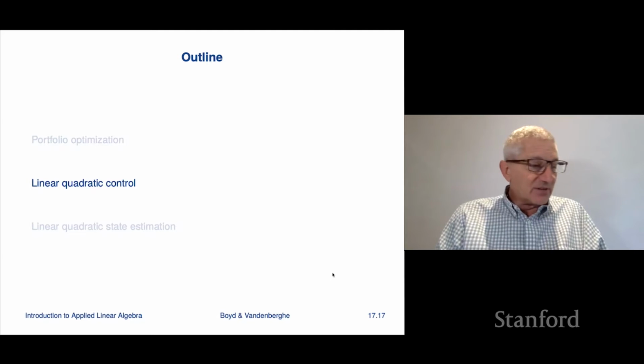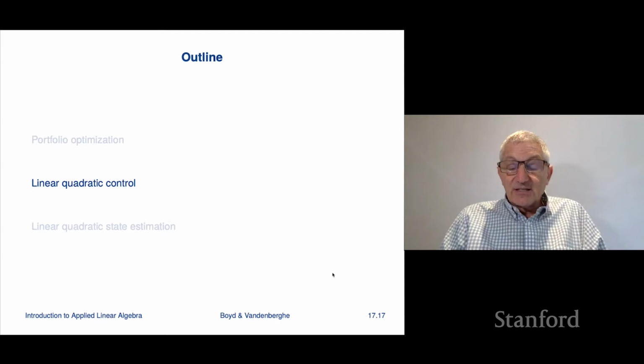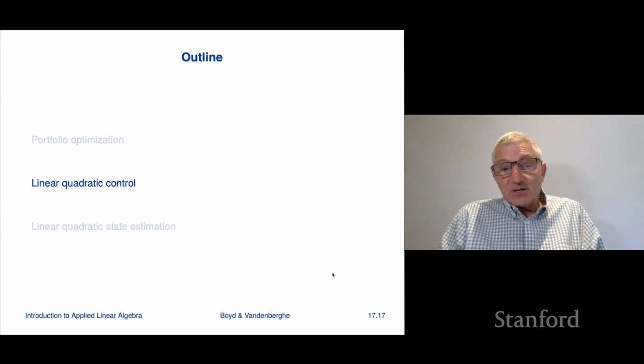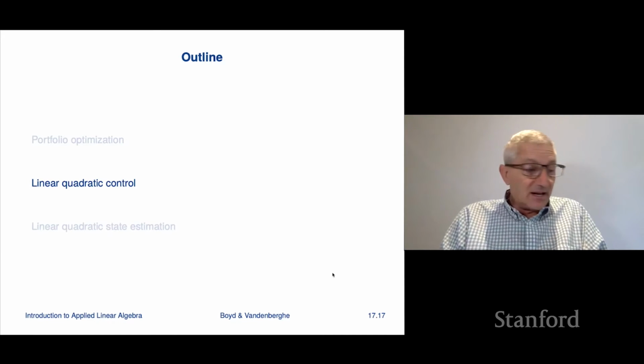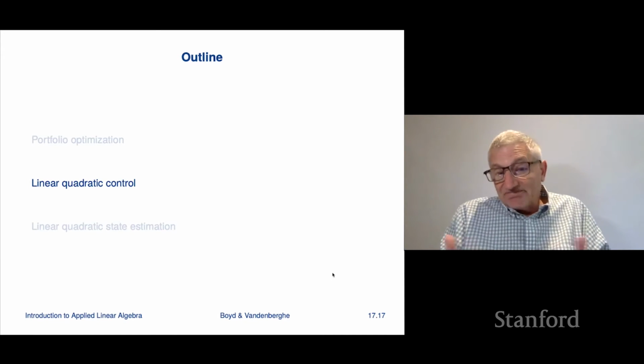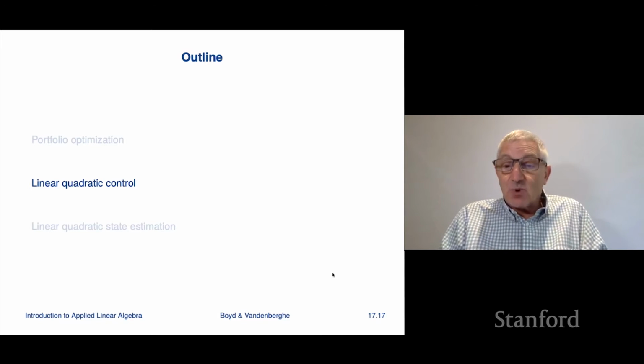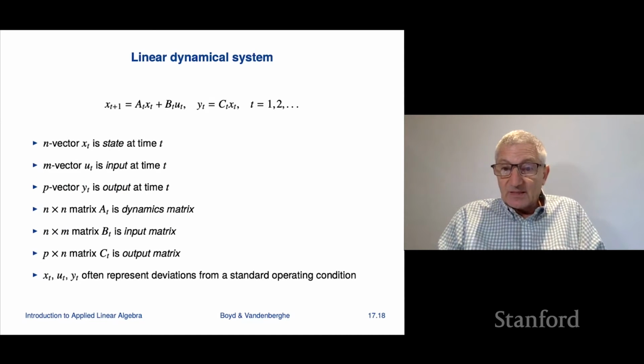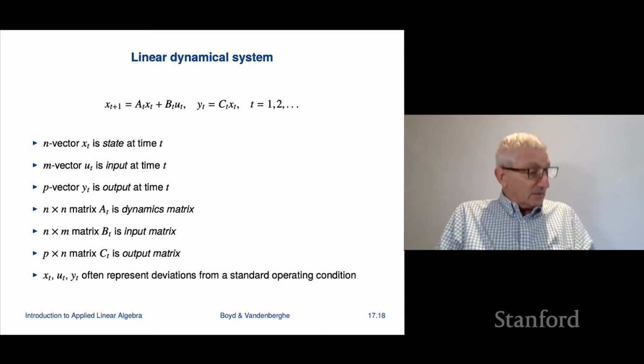Our next application of constrained least squares is linear quadratic control. Like portfolio optimization, this is a topic where there are multiple entire courses you could take on nothing but just this one topic. It's also something, like portfolio optimization, that's widely used. So let's look at what this is.